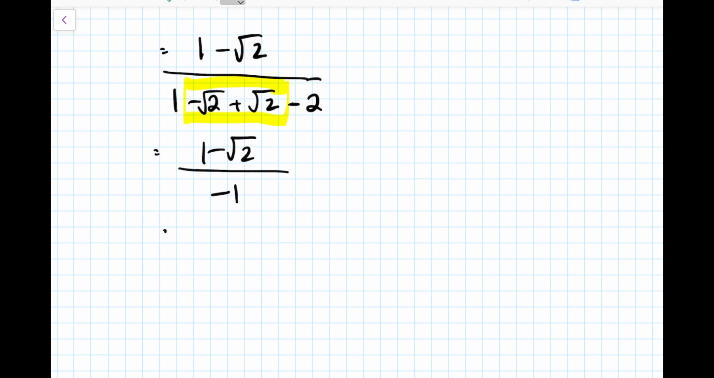And in this case, we can simplify this and actually get rid of the denominator. That's not always going to happen. But if we divide everything by negative 1 here, we're going to get just negative 1 plus root 2. And so we've even gotten rid of our fraction. Again, not going to happen every time.